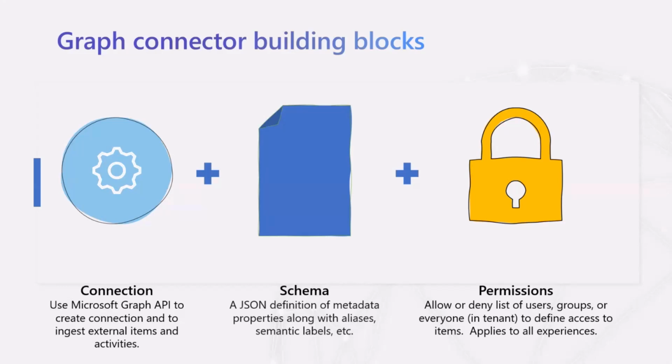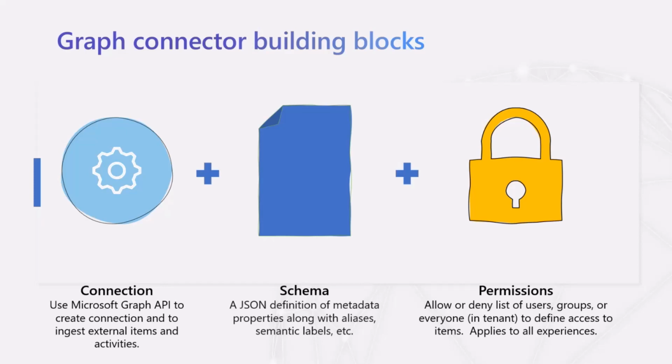But realistically, the one thing to walk away from, the value proposition here, is that it only takes 3 things to create a graph connector. And these are the 3 things. A connection, which is basically what allows you to tie back into the Microsoft 365 ecosystem through the Microsoft Graph API to create a connection that's basically going to be the foundation of your data sources.